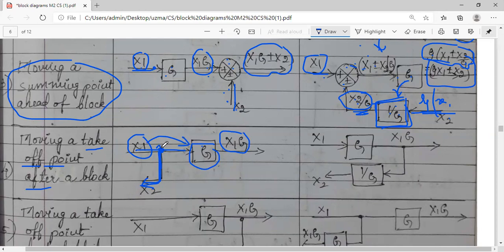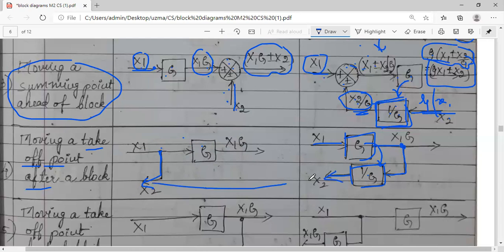So let's see, if I shift this takeoff point after the block: I have the input x1, there is a block with a gain g, and I'm shifting the takeoff point after the block. So if I shift it after the block, what should I change here? Directly from the takeoff point, I was taking one signal. Here I can't do that. When I shift the takeoff point, I have to pass this through a block which has the reciprocal of this original gain. And then I can take it out.